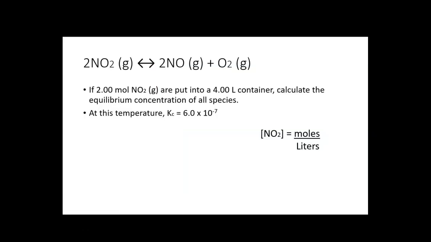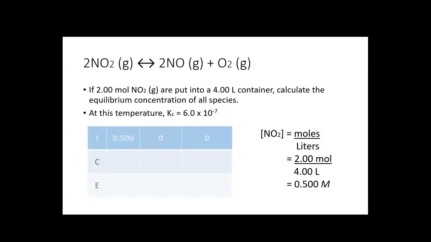If 2 moles of nitrogen dioxide gas are put into a 4.00 liter container, calculate the equilibrium concentration of all species. And they say that at this temperature, whatever it is, Kc is equal to 6.0 times 10 to the negative 7th. Sometimes it'll be a Kp and you have to use partial pressures, but in this case you're going to be using the concentration, or moles per liter. And the concentration of the nitrogen dioxide in this case must be 2 moles in 4 liters, or 0.500 molar. Now we can plug this into an ICE table.